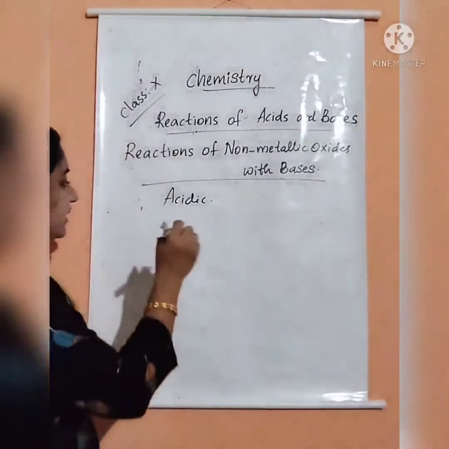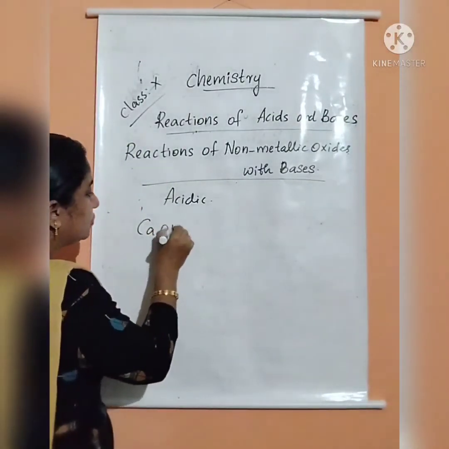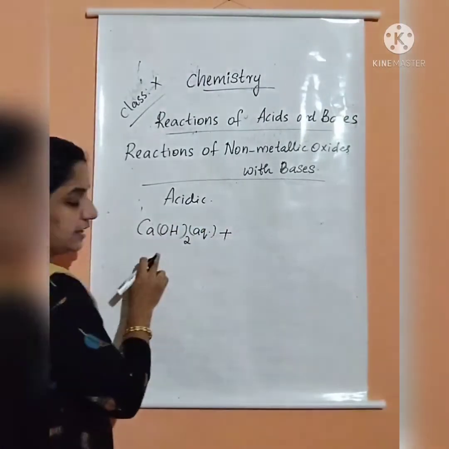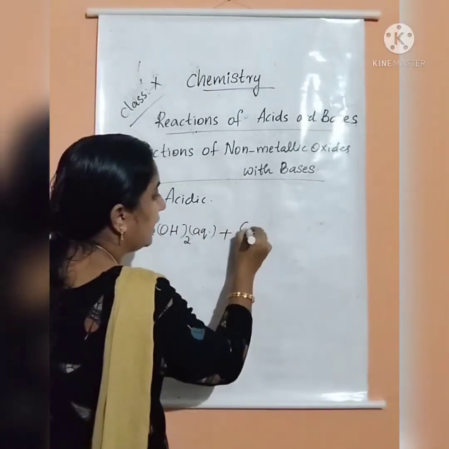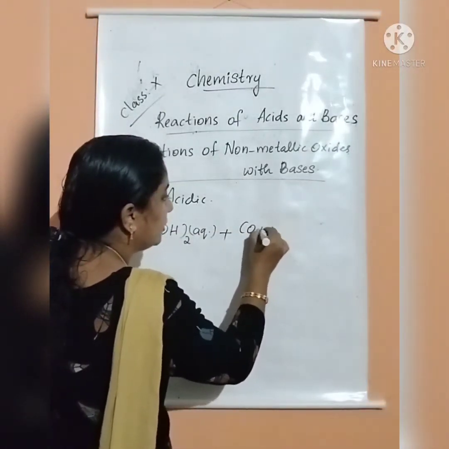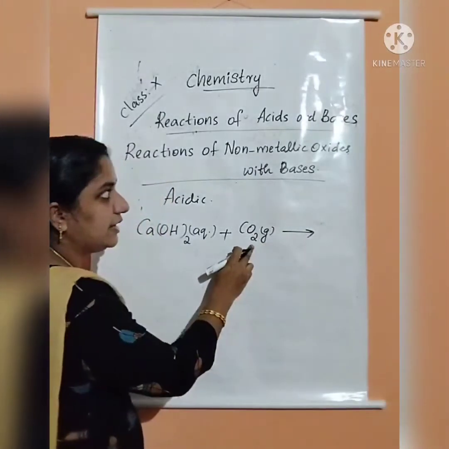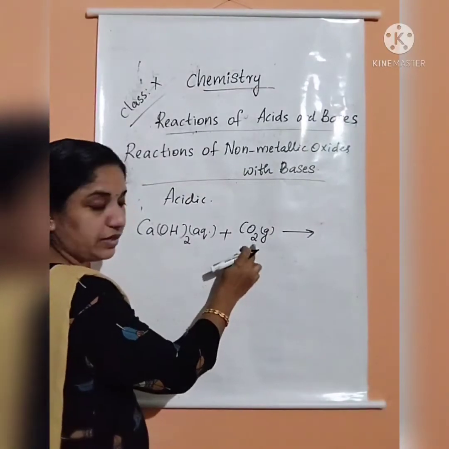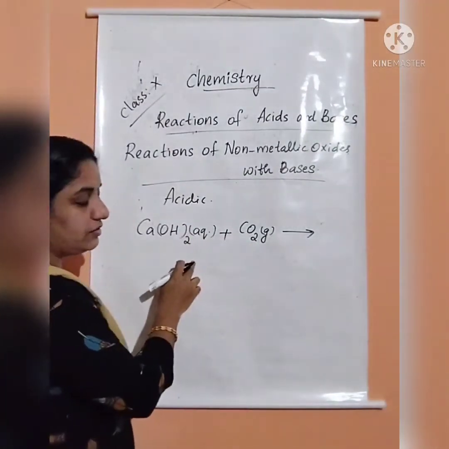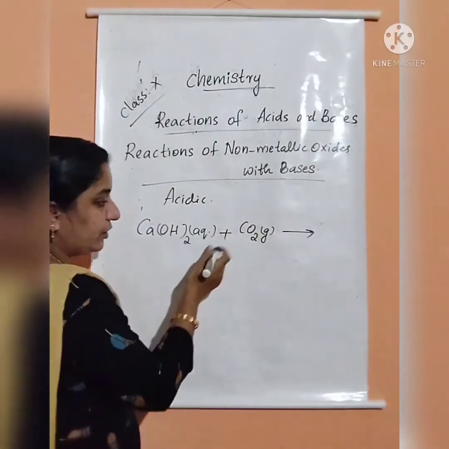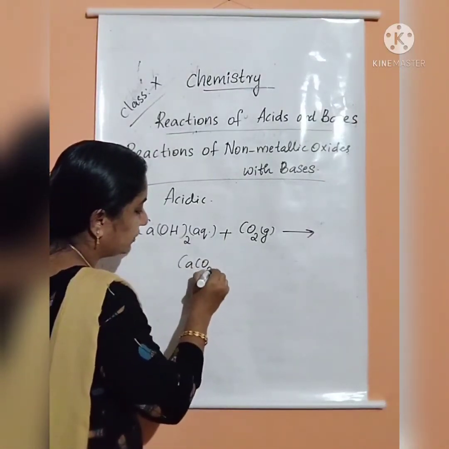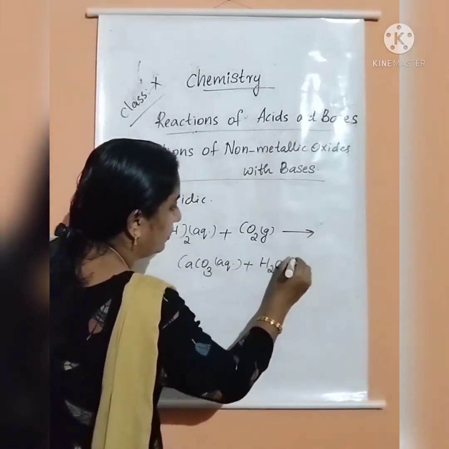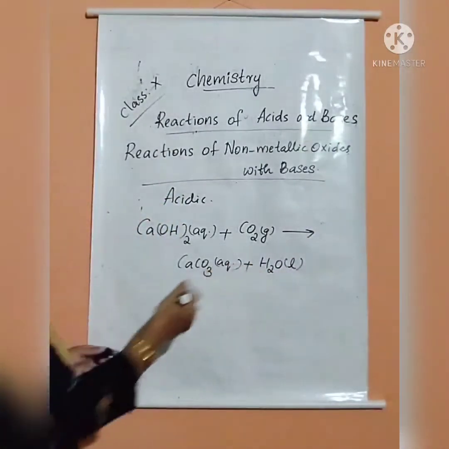Okay, I will write one example. Ca(OH)2. This is a base. Calcium hydroxide. This is a base that reacts with carbon dioxide gas. Carbon dioxide means this is a non-metallic oxide. Carbon ഒരു non-metal ആണ്. അതിൻ്റെ oxide ആണ് carbon dioxide. Then what are the products? We already learned. What are the products? Yes, CaCO3 plus H2O. The products are salt plus water.